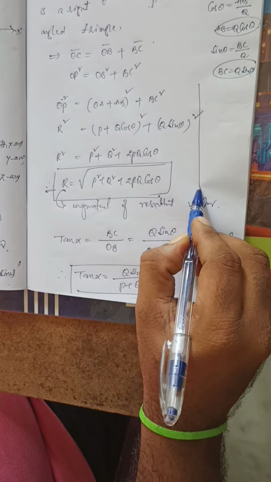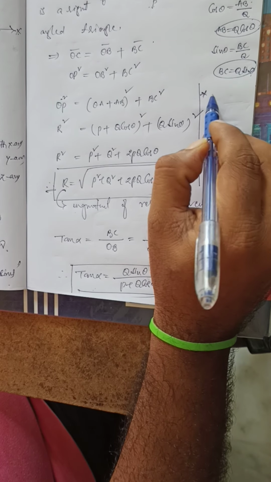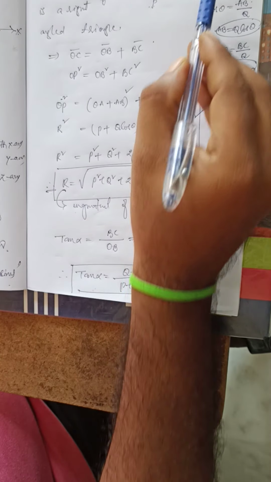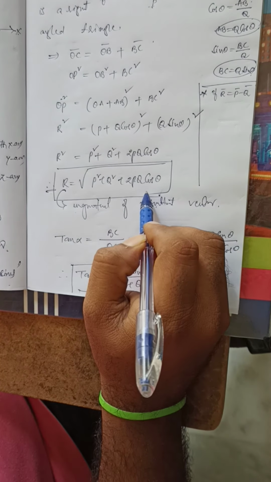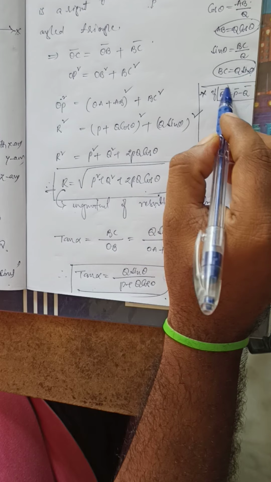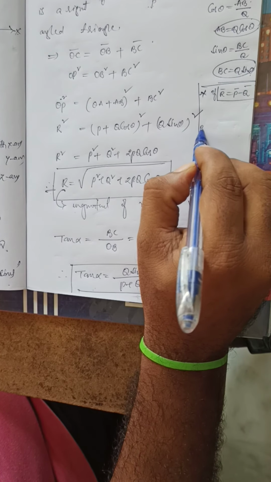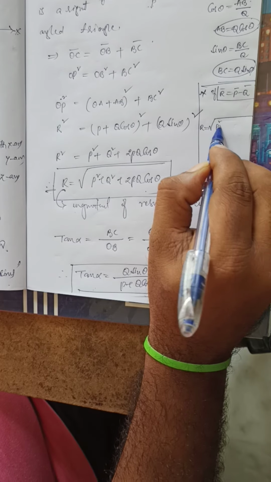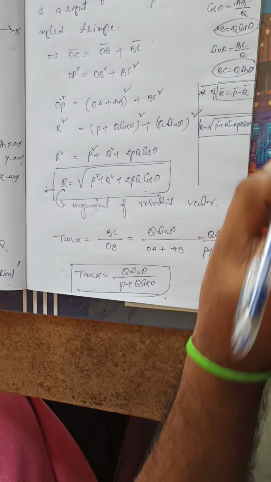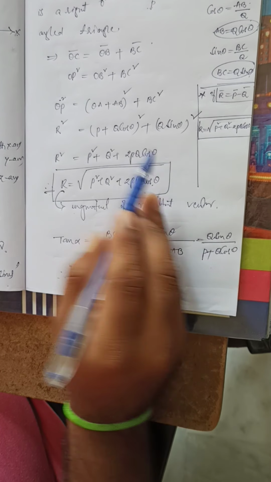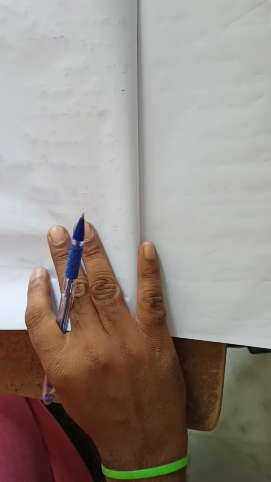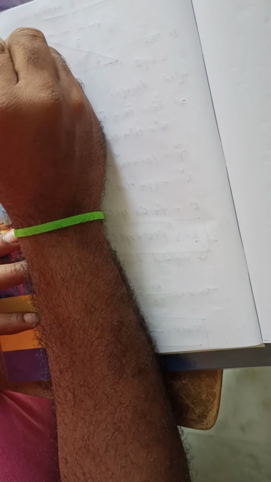Here is one important note: if R bar is equal to P bar minus Q bar, then we can use this formula for the magnitude of the resultant vector. In this form, the resultant is equal to the square root of P square plus Q square minus 2PQ cos theta. This is the important relation, because here theta is equal to 180. So that's fine. There are some special cases.